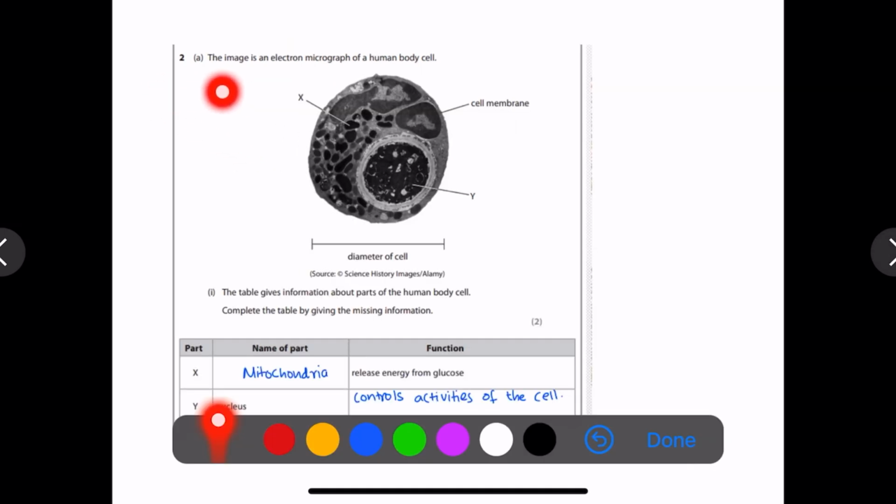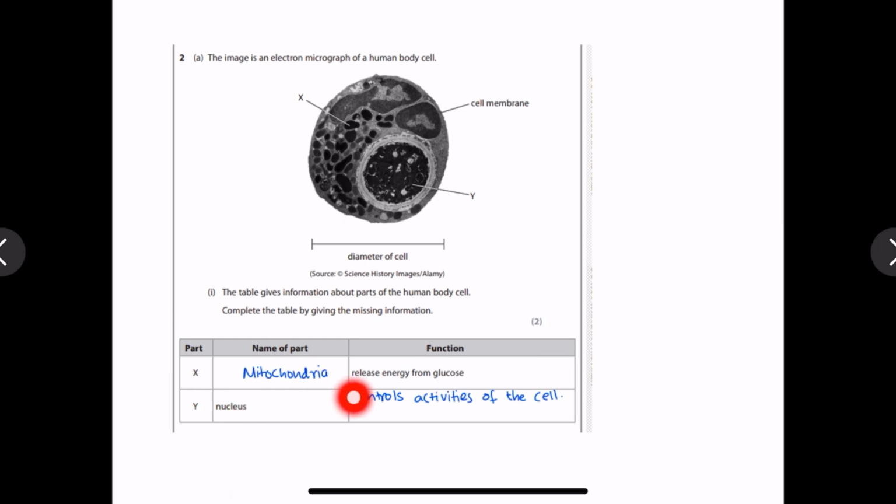Question number 2. The image is an electron micrograph of a human body cell. The table gives information about parts of the human body cell. Complete the table by giving the missing information. The function of X part is to release energy from glucose. As we know, the powerhouse of the cell is mitochondria, which produces energy from glucose. And the function of the nucleus is to control the activities of the cell. It also contains chromosomes or DNA, which is the hereditary material of the cell.